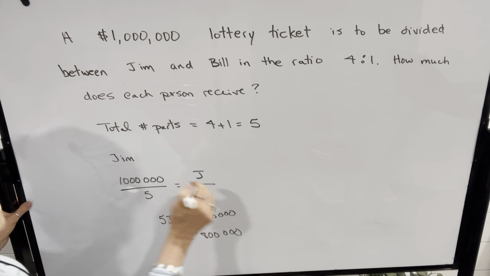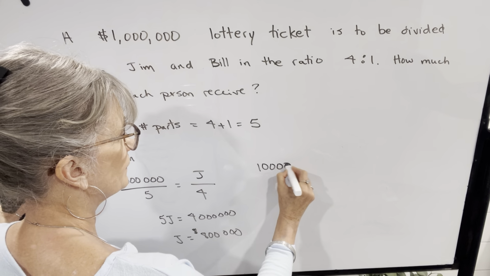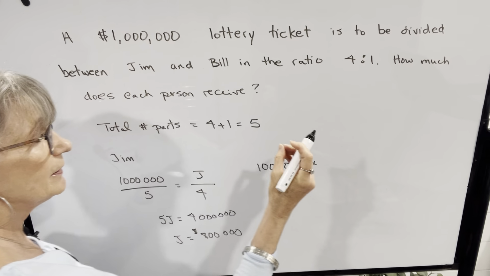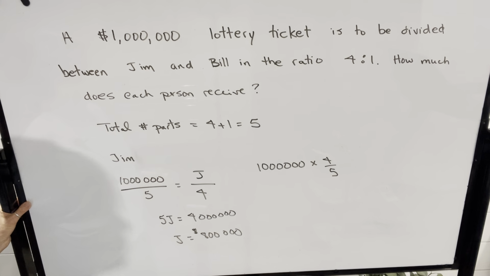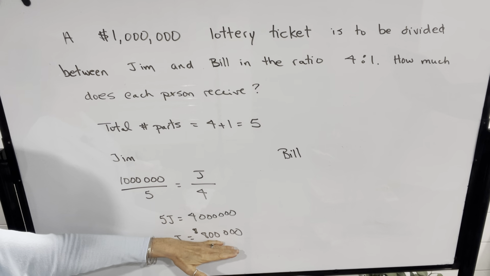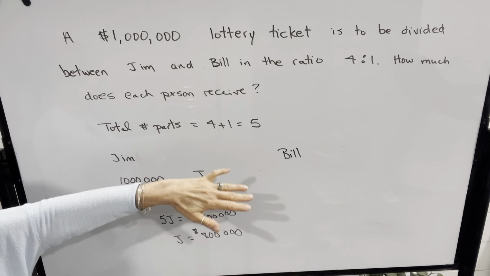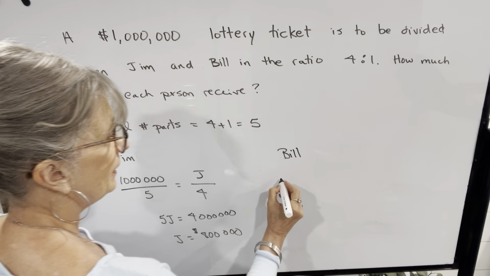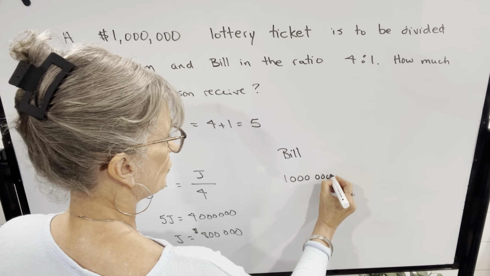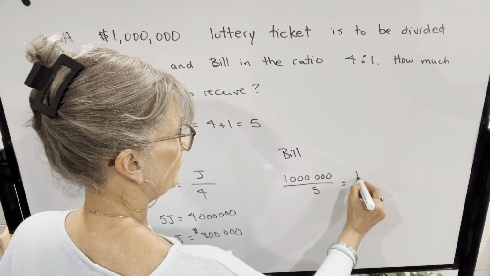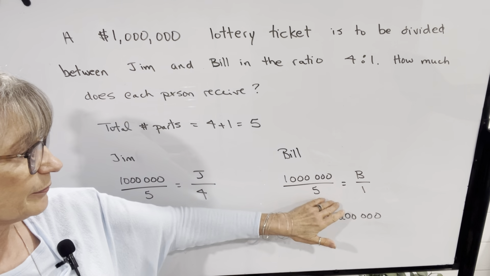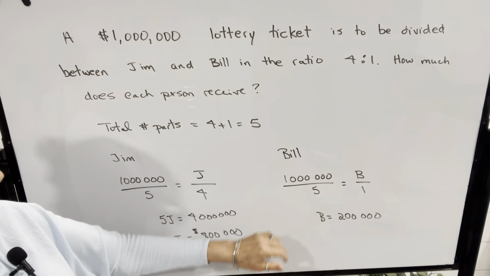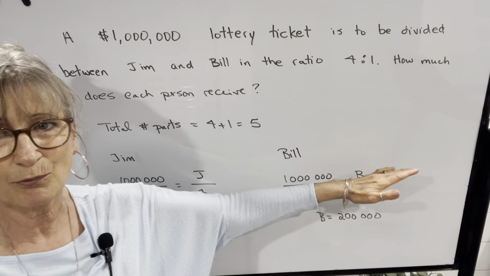The other way I could have solved this is I could have just taken the $1 million and multiplied by the fraction 4 over 5, because Jim is going to receive 4/5 of the total, and that will give me the same value of 800,000. Once we know Jim's amount, we can just subtract that from the total to get Bill's part, or we could also set up a proportion. The total amount of money divided by the total amount of parts will equal the amount of money Bill receives, because he has 1 part. So we'll get $1 million divided by 5 is 200,000. Or the other option is I could have just taken $1 million and multiplied by 1/5.